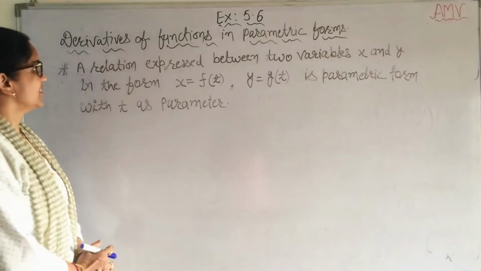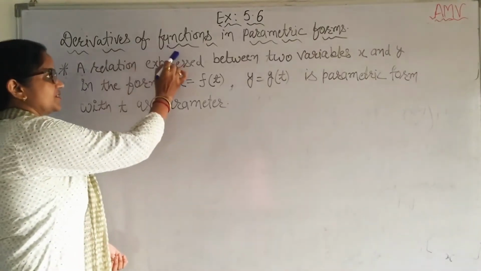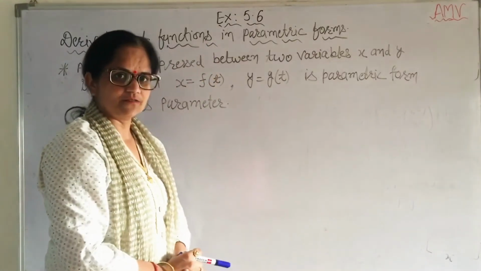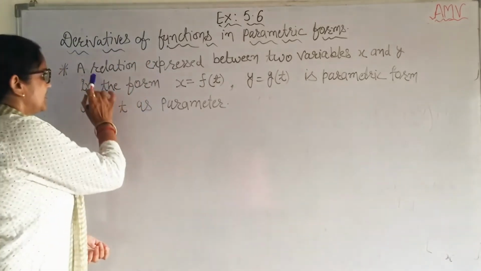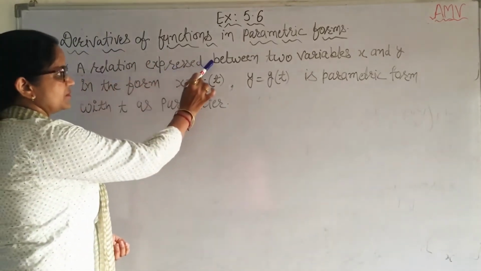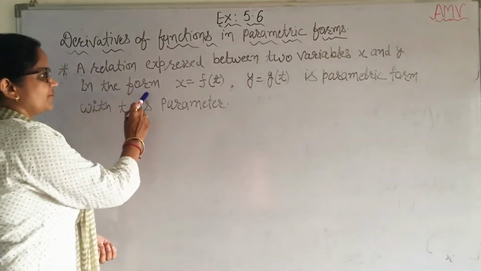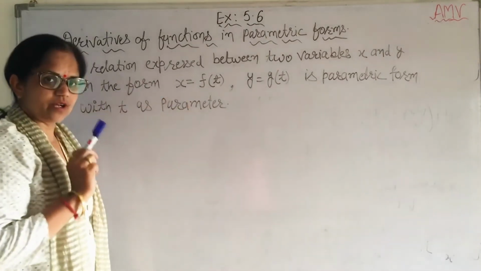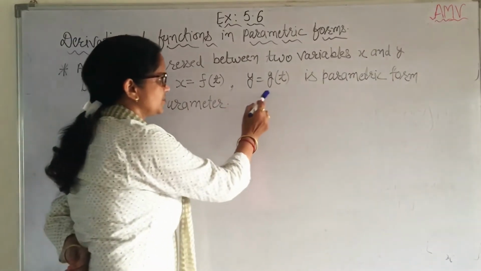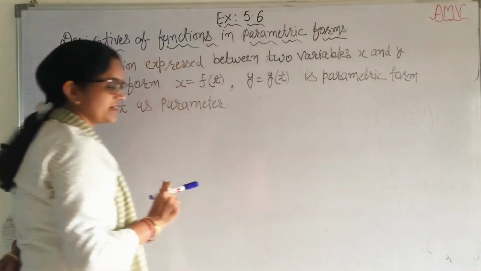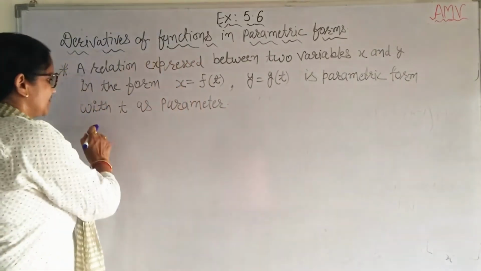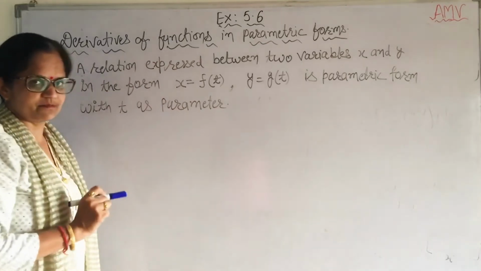Let's start the derivatives of functions in parametric forms. For this, a relation expressed between two variables x and y in the form x is equal to f(t) and y is equal to g(t) is a parametric form, okay, with t as a parameter.